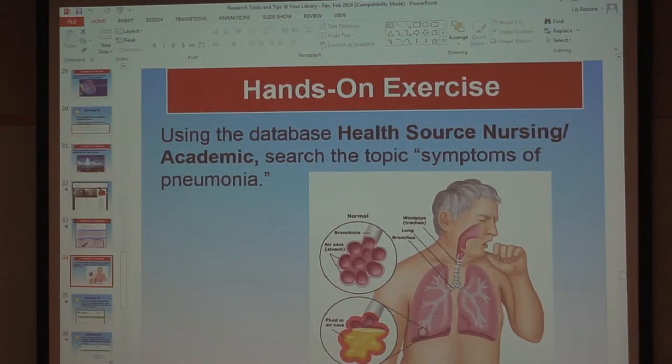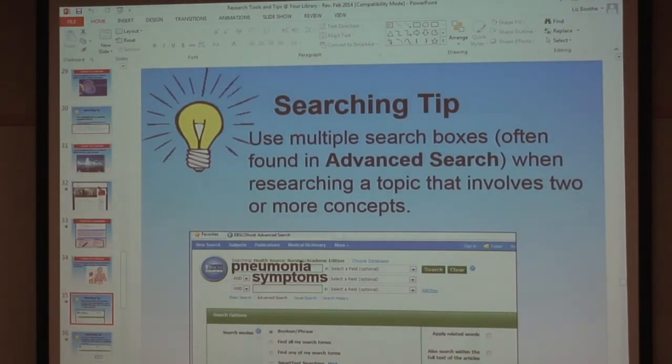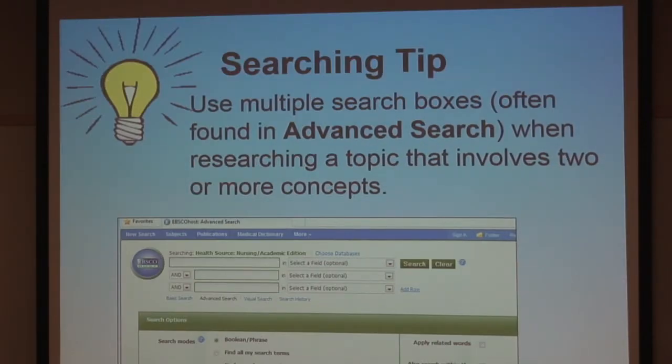And I'm going to give you another tip now. Many databases, when they are in advanced search mode, have multiple searching boxes, and they're very useful. You can use multiple search boxes, often found when you're in advanced search, when researching a topic that involves 2 or more concepts. In our particular search, we're doing pneumonia and symptoms. We're particularly interested in symptoms of pneumonia. So we have these multiple search boxes.